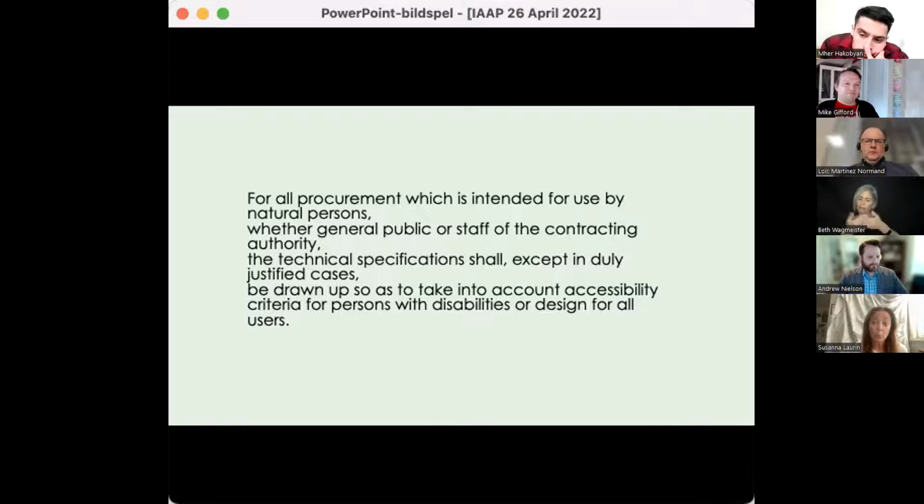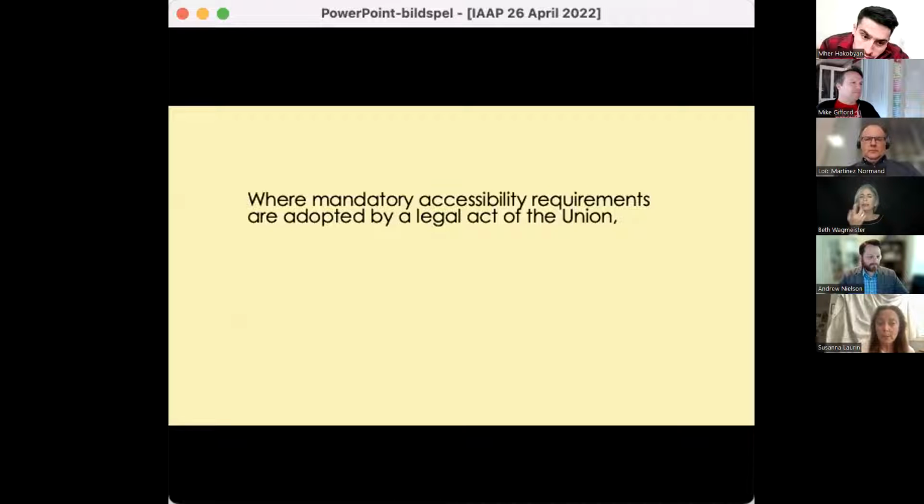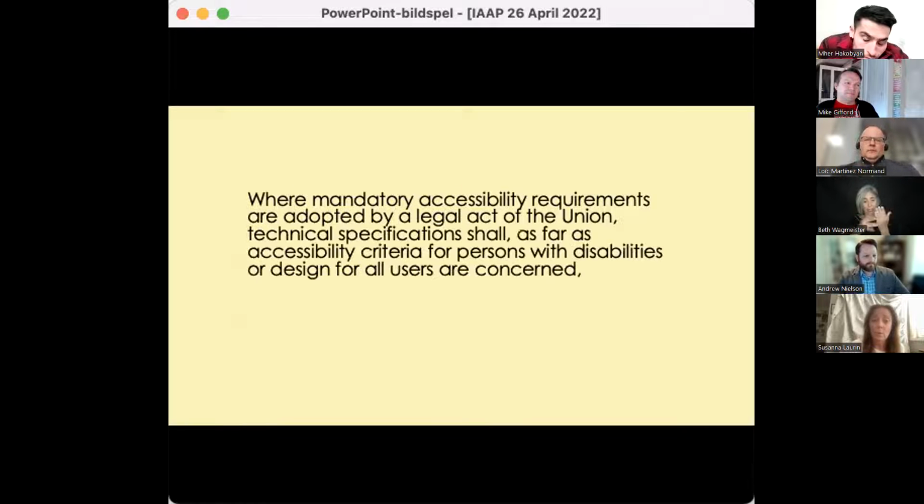And this is something you can really use when you procure products and services over the threshold. But the really interesting thing comes in the next paragraph, where it says, where mandatory accessibility requirements are adopted by a legal act of the Union, which means when we do have technical specifications in another law, the technical specifications shall, as far as accessibility criteria for persons with disabilities or design for all users are concerned, be defined by reference thereto.